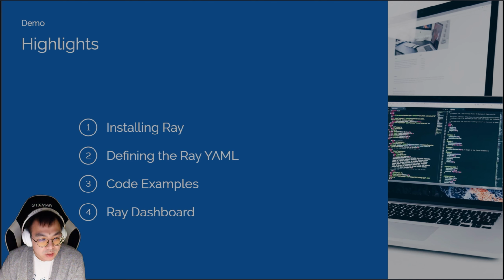Once that's out of the way, we're going to install Ray onto our system, go over how to set up our YAML, run some basic code to check that our cluster works, and show the Ray dashboard during compute jobs.